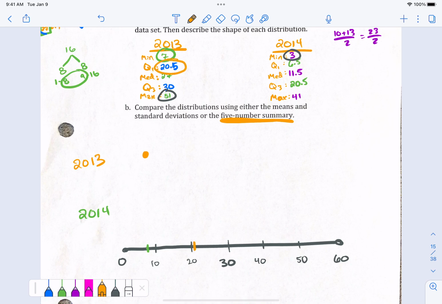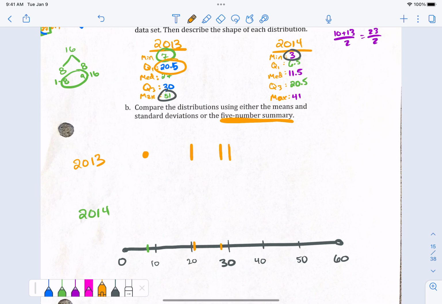20.5 is right here. I'm going to go straight up from there, but this is the edge of the box. So I'm going to put the left edge of the box. 27 is my next mark, which would be about right here. So I'm going to go straight up and about there for 27. Questions as to what I'm doing?